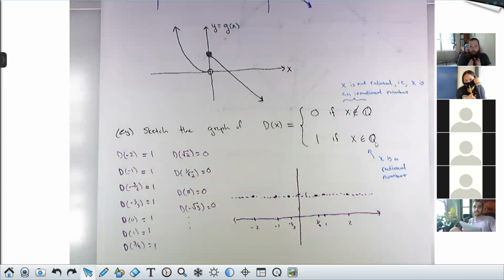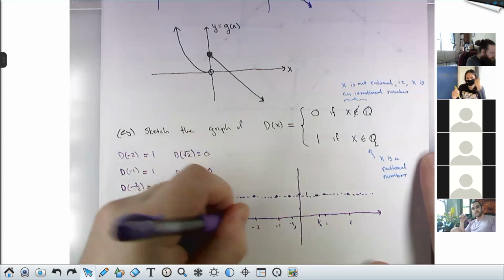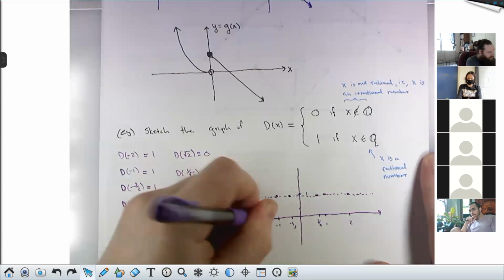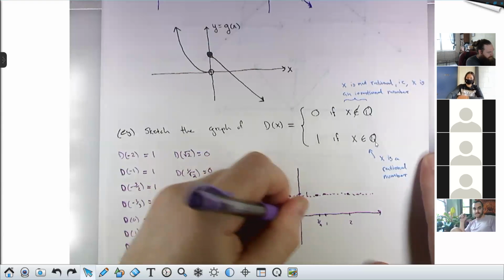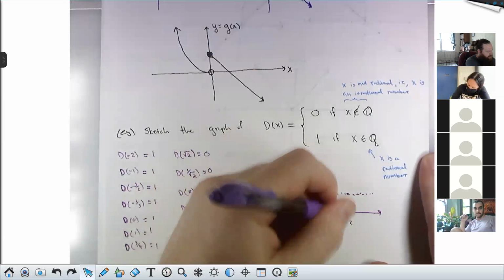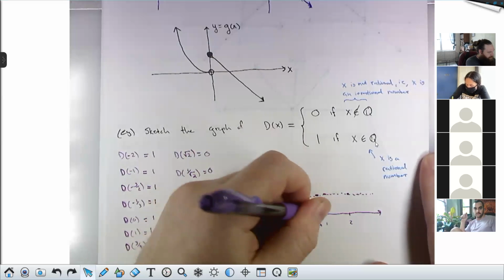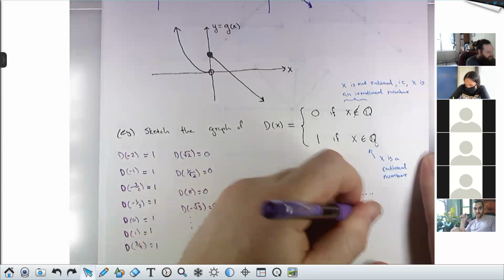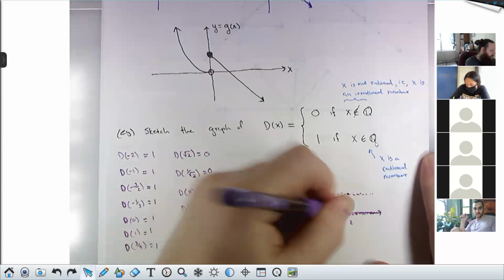Between any two rational numbers, there's infinitely many irrationals. And between any two irrational numbers, there's infinitely many rationals. So this function is jumping back and forth between 0 and 1 all the time. And the truth is, there's a lot more numbers down here. There's a lot more points on the graph down here than there are up there.